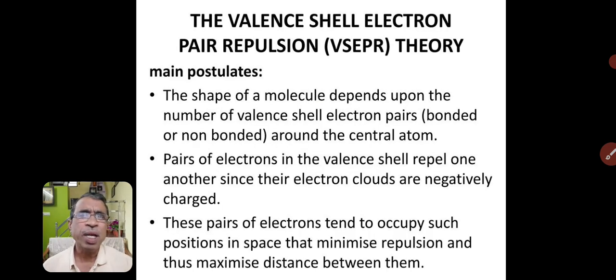This slide shows the main postulates of VSEPR theory. That is, the shape of a molecule depends upon the number of valence shell electron pairs around the central atom. Pairs of electrons in the valence shell repel one another since their electron clouds are negatively charged. These pairs of electrons tend to occupy such positions in space that there is minimum repulsion and thus maximum distance between them.